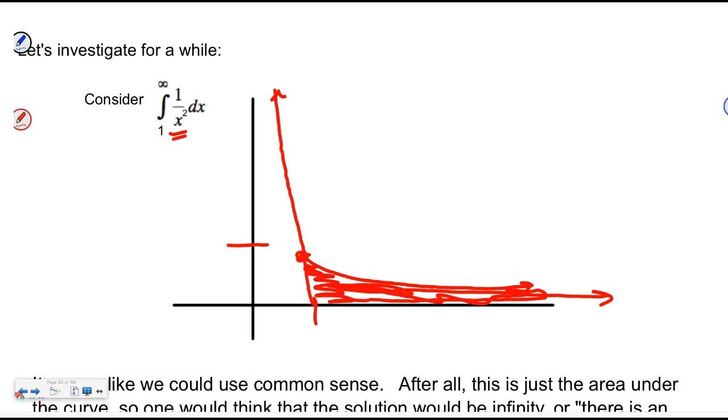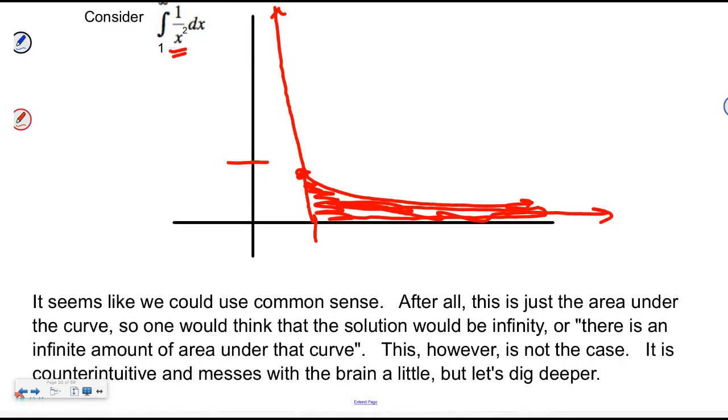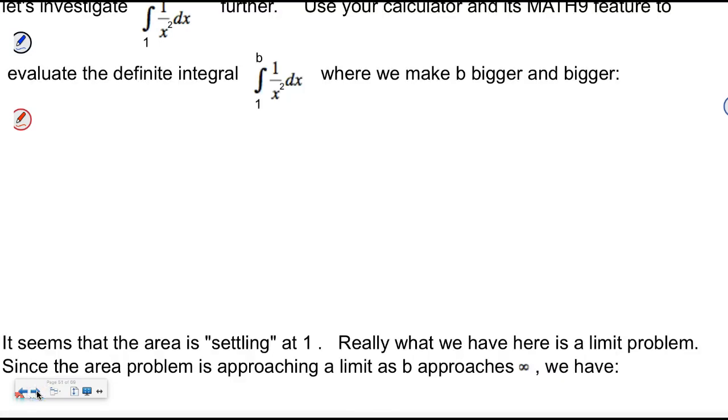Sometimes there is, sometimes there isn't. For this specific case, actually, this does have a finite answer to it. There's a finite amount of area under here. It seems weird. It messes with your head.